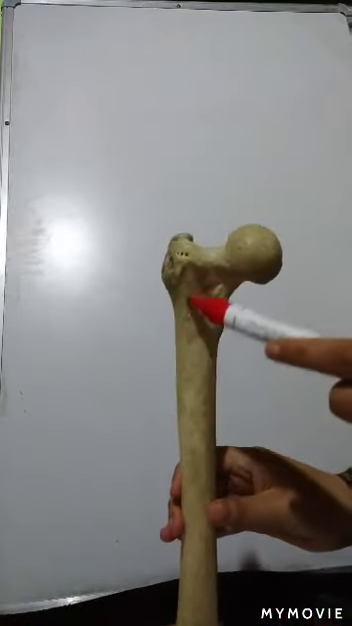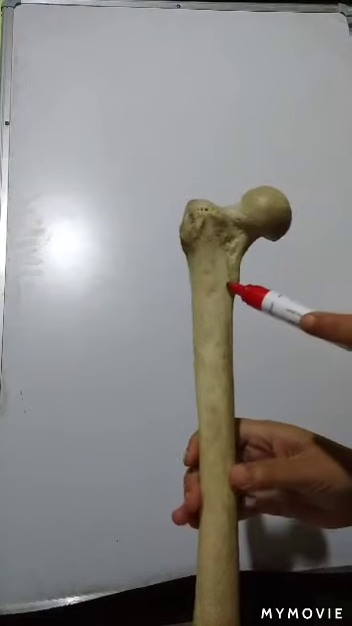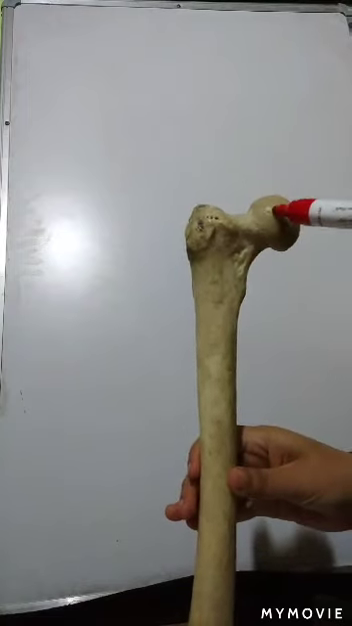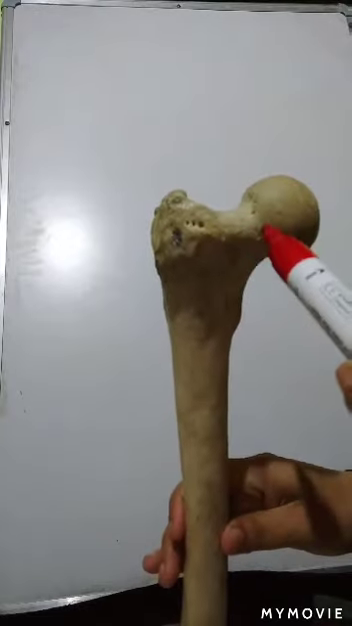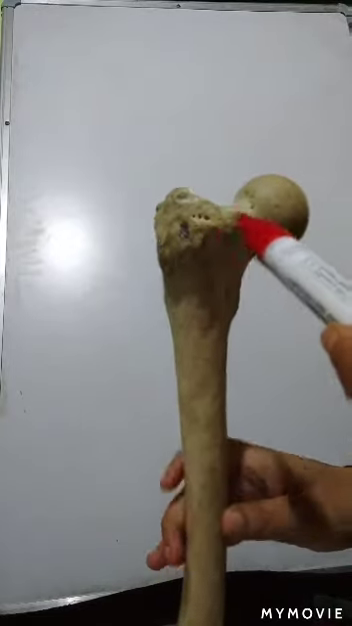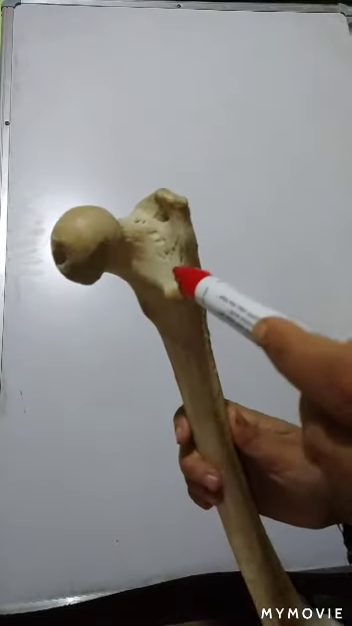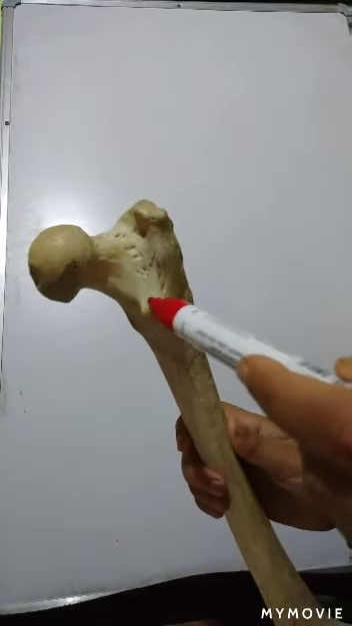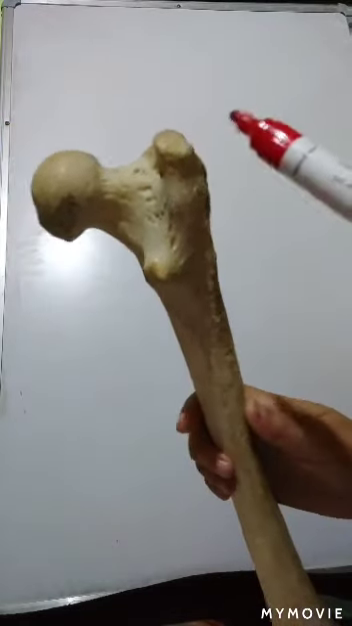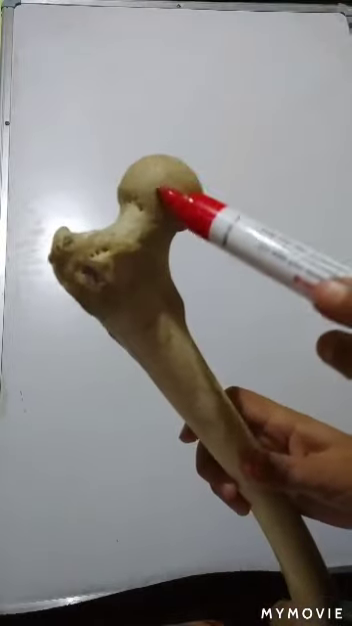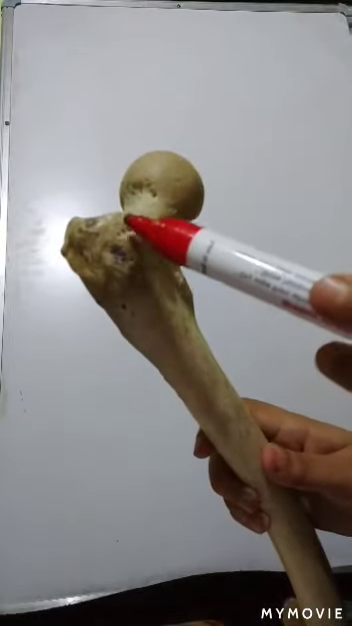Now the upper end. The upper end of the femur includes the rounded head. It has the neck, greater trochanter and the lesser trochanter. This is the lesser trochanter. This is the greater trochanter. This is the head and this is the neck.